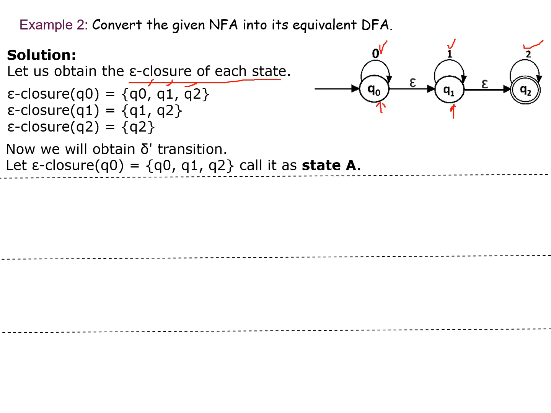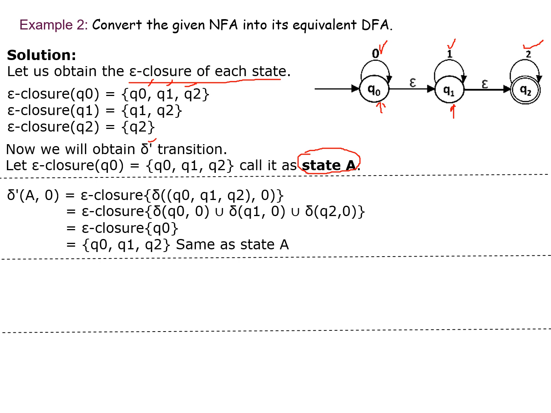Now we will obtain the delta dash transition. E closure of Q0, you know already, is Q0, Q1, Q2. Call it state A. Why call this state A? Just an alias name given for simplification for further use. Now finding the transition for this state A, which is nothing but Q0, Q1, Q2.